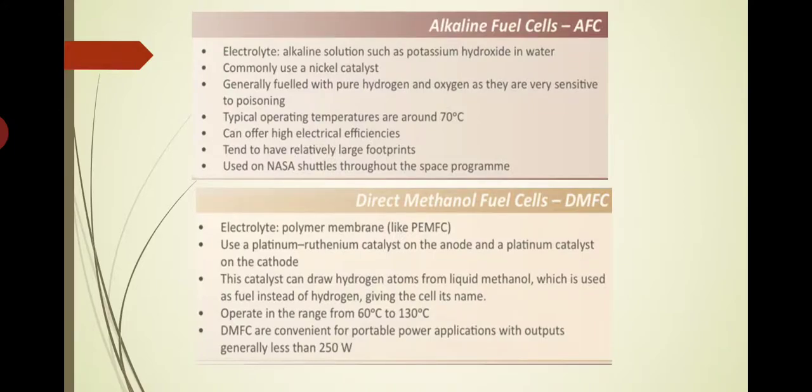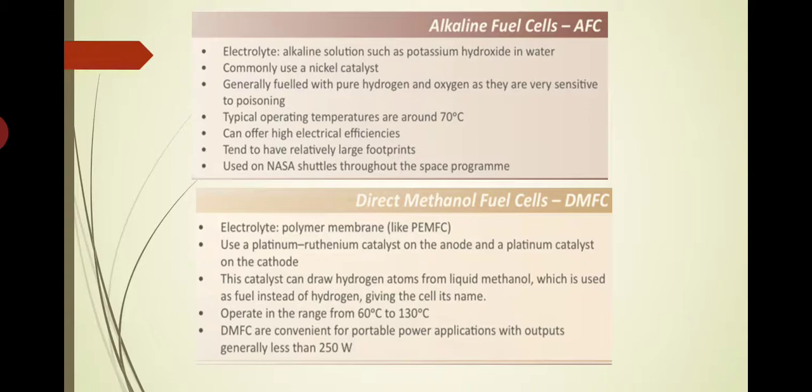Now coming to the next classification, that is alkaline fuel cells, AFC simply it is known as. Electrolyte is an alkaline solution such as potassium hydroxide in water. Commonly used catalyst is nickel catalyst, generally fueled with pure hydrogen and oxygen as they are very sensitive to poisoning. Okay, pure hydrogen is used as the fuel, and pure oxygen is used as the oxidizing agent. Typical operating temperature is 70 degrees Celsius, can offer high electrical efficiencies, tend to have relatively large footprints, used on NASA shuttles throughout the space program. Okay, that's all about alkaline fuel cells.